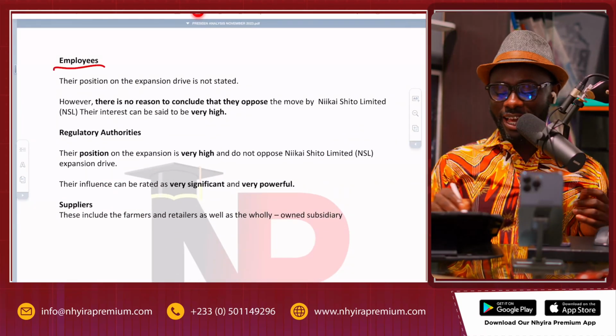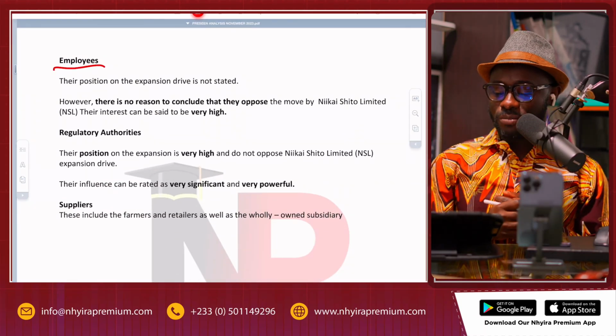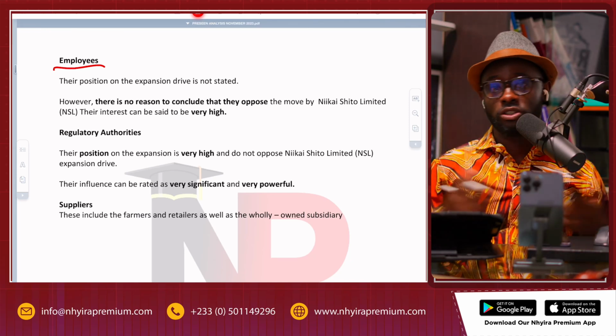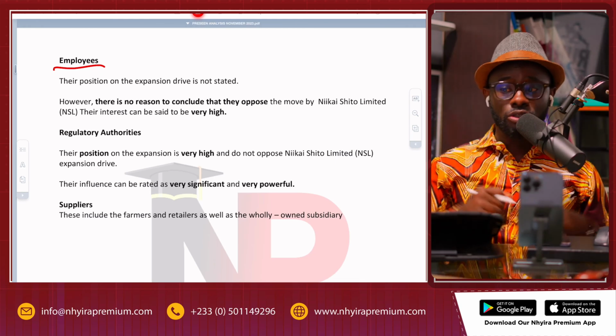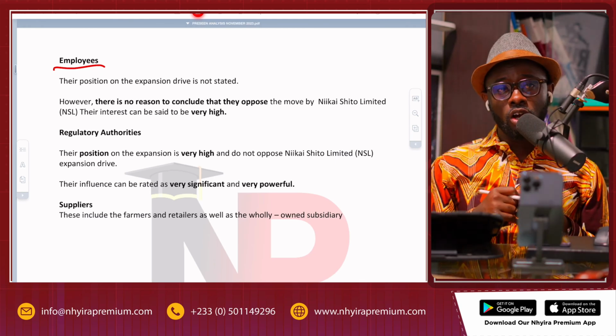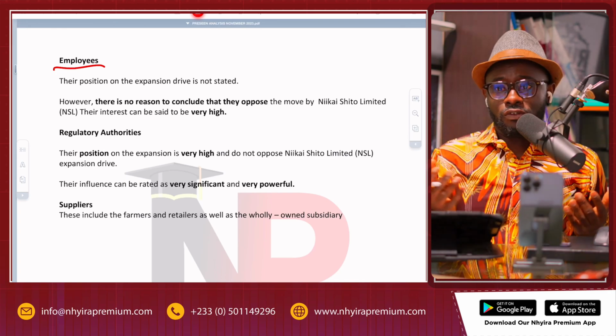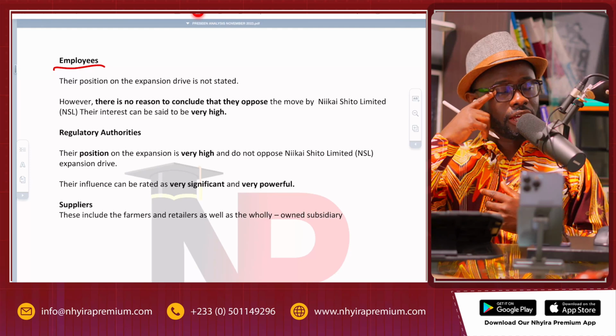Then the next thing will be their employees. Certainly their employees will not oppose any of the expansion strategies because in any case they're going to get more to do. Their salaries will be going up, and then they're going to get a lot of benefits from the company. So they are not likely to oppose it.